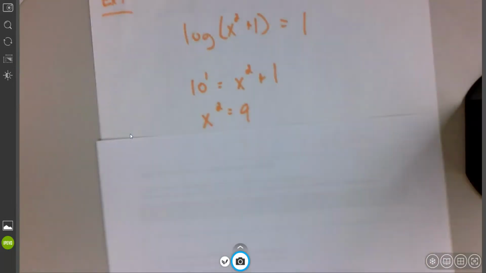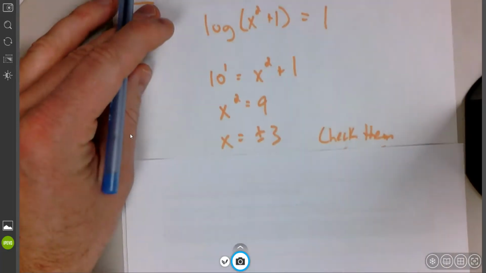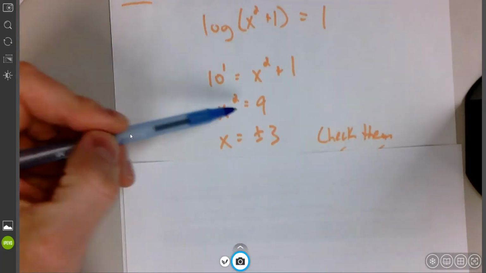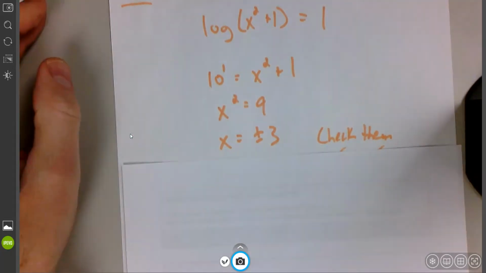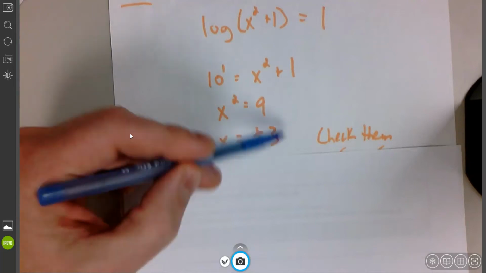So I get this. I'm going to subtract 1 from both sides. X squared equals 9. Take a square root. That'll be plus or minus. If you have to put a square root symbol on a problem that's not already there, you would have to put the plus or minus symbol. So we get a positive 3 and a negative 3.